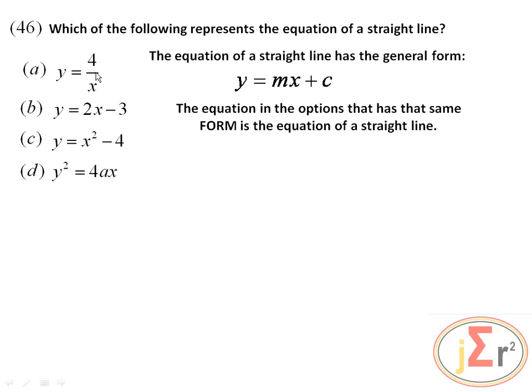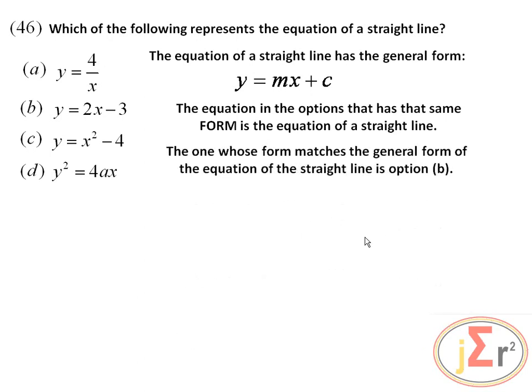We are going to take a look at the options. The single equation in this set whose form matches the general form of the equation of a straight line is the correct one. That is option B. Option B matches the form. We have y is equal to 2x minus 3.